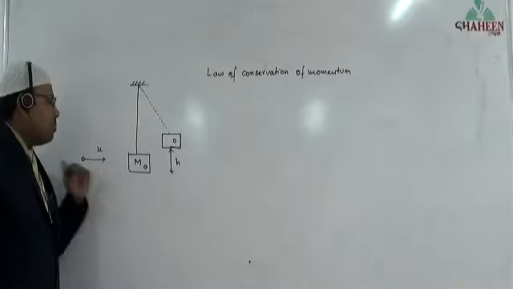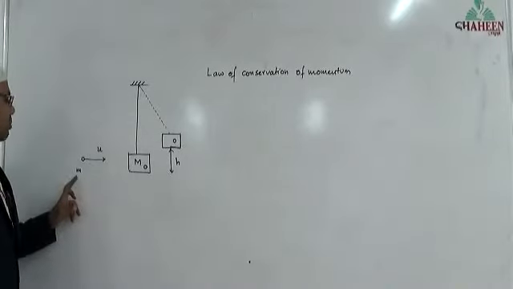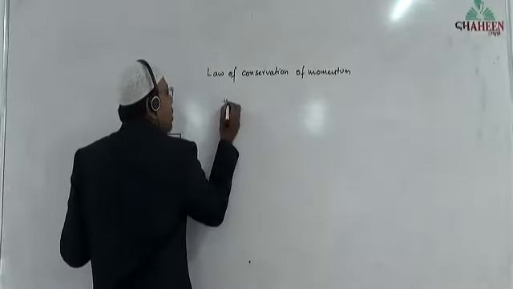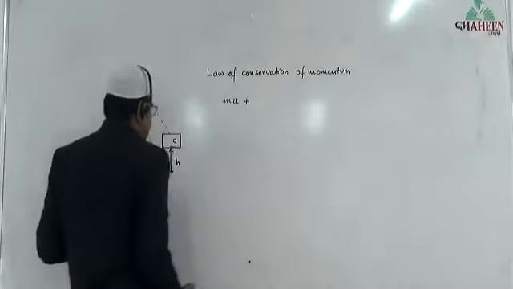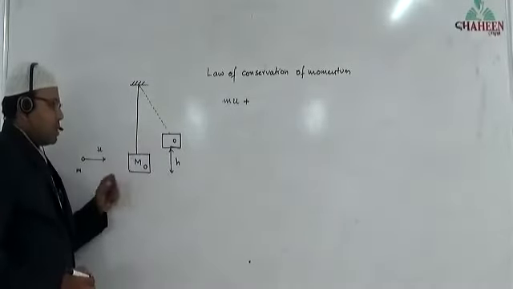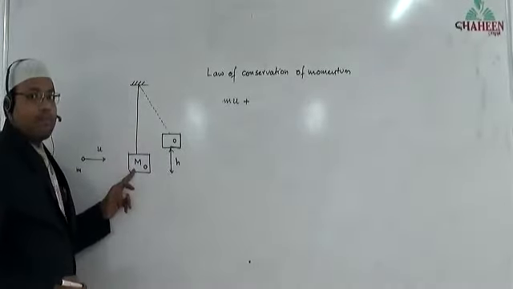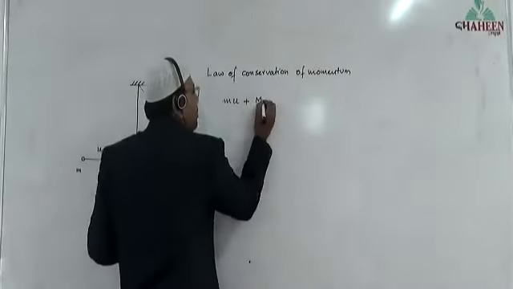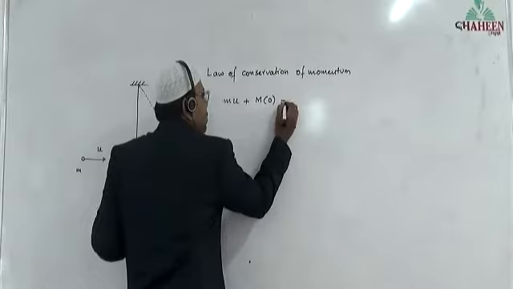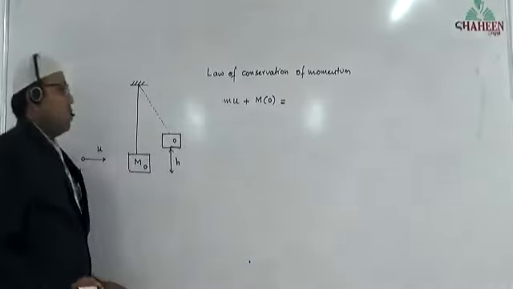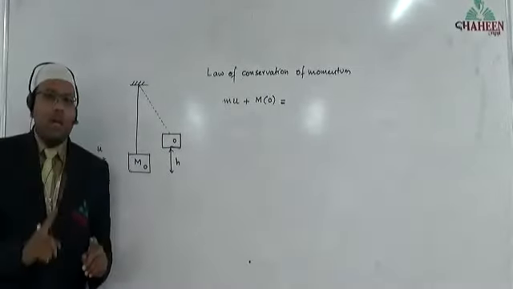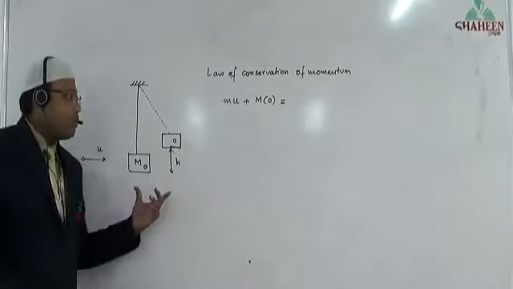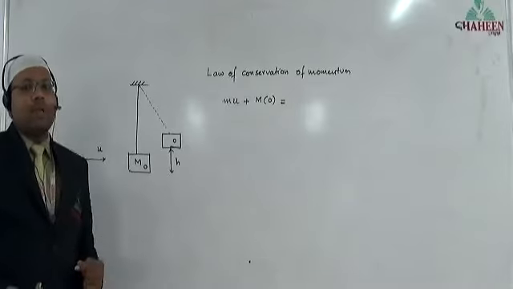So what is the momentum before collision? The momentum of this bullet is mass into velocity, that is m into u, plus what is this block? It is at rest, it is a suspended block, so capital M into 0. That is equal to, now both are moving together, which means they have a common velocity. So let us calculate that common velocity. I am giving you a hint to calculate it.